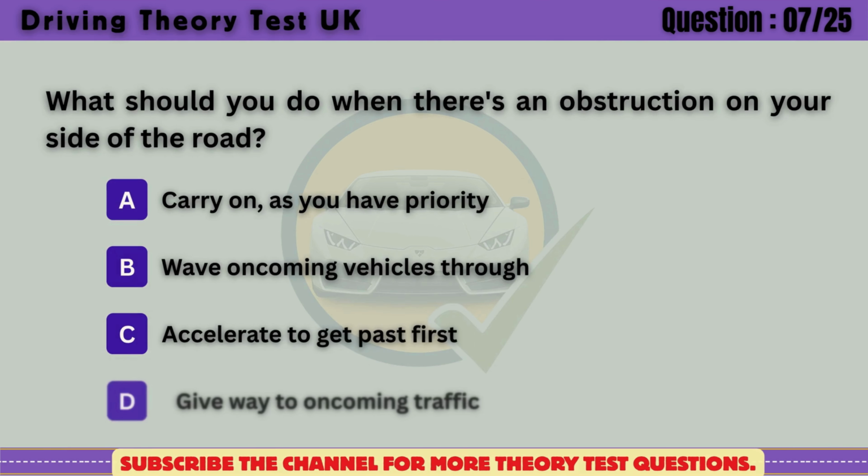Question 7. What should you do when there's an obstruction on your side of the road? A. Carry on, as you have priority. B. Wave oncoming vehicles through. C. Accelerate to get past first. D. Give way to oncoming traffic.